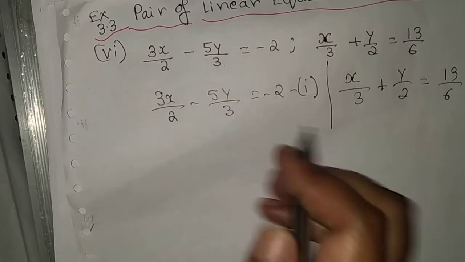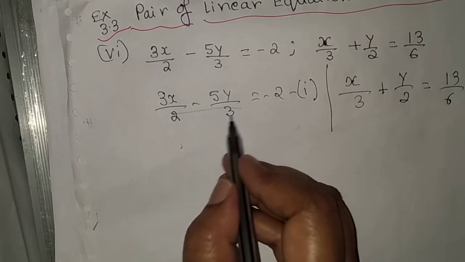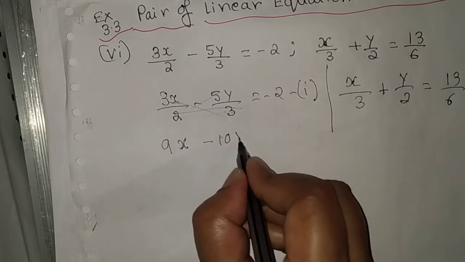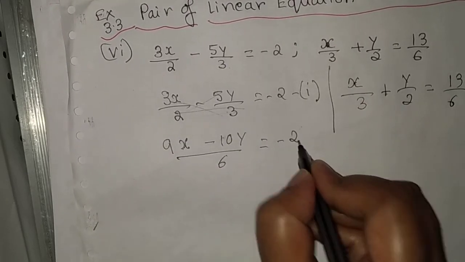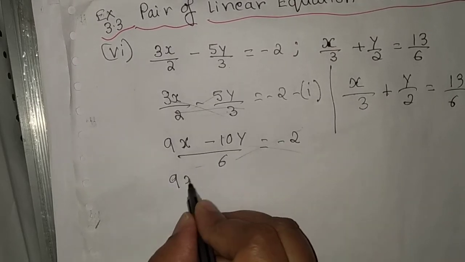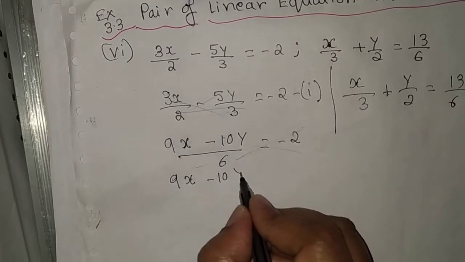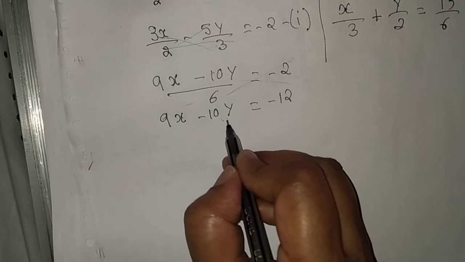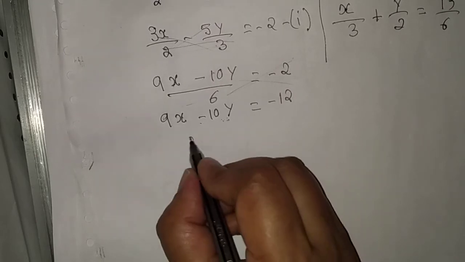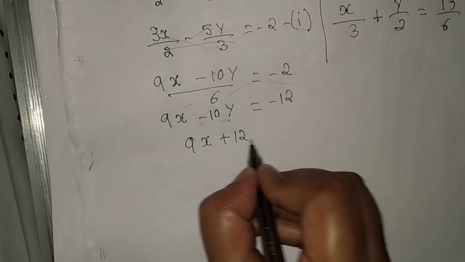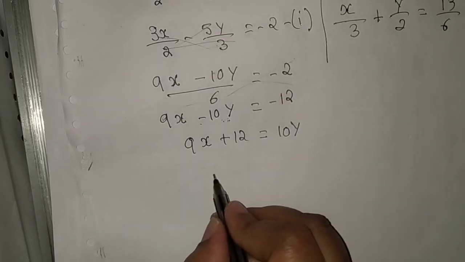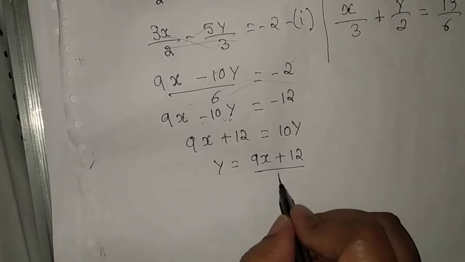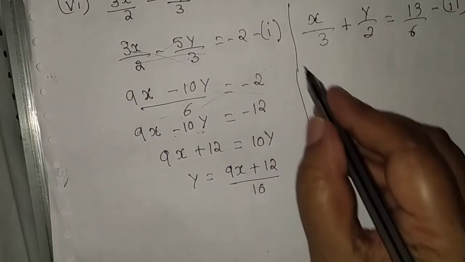Now simplify this equation. 6 is the LCM. Cross multiply this, we get 9x minus 10y by 6 is equal to minus 2. Now cross multiply again. What we get? 9x minus 10y is equal to minus 12. After this, we have to find y from this one. So 9x plus 12 is equal to 10y. Now y can be written as 9x plus 12 by 10.